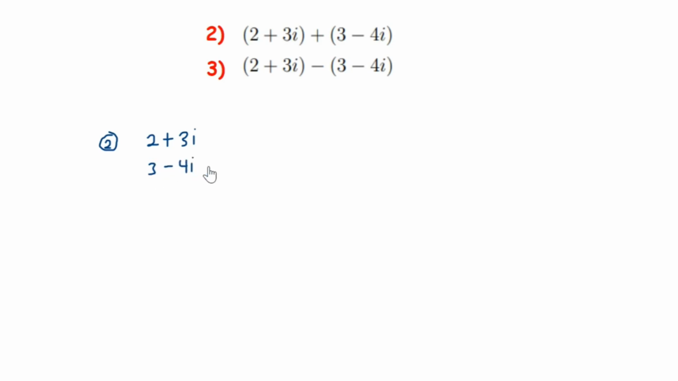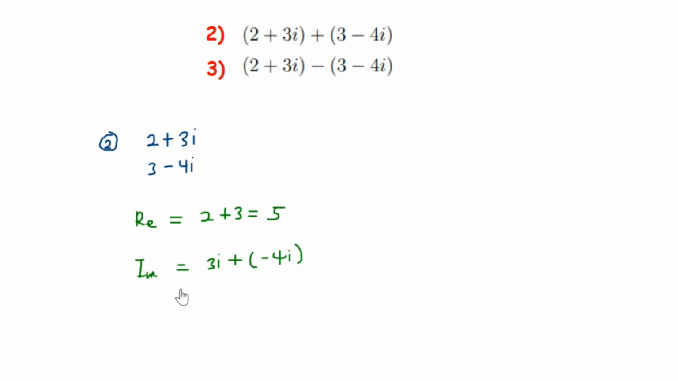I'm going to add the real part separately and then the imaginary part separately. For the real part, for the first complex number, we have 2, and for the second complex number, we have 3. So that was 2 plus 3, and that will be equal to 5. And then for the imaginary part, for the first complex number, we have 3i, and for the second, we have minus 4, so plus minus 4i.